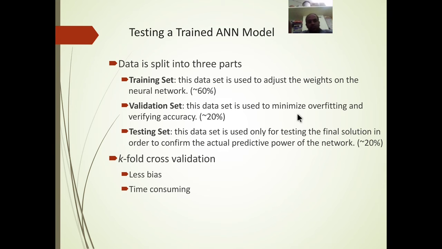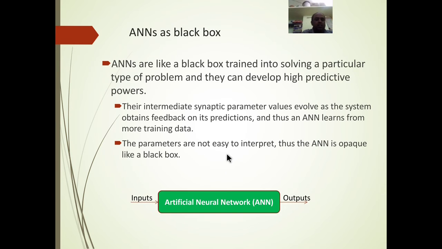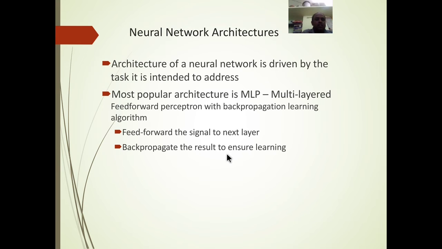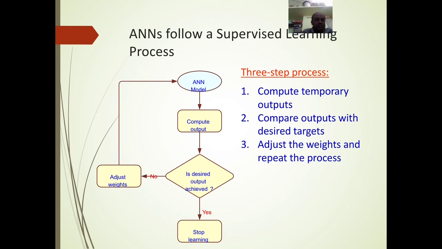So there are many validation techniques, like those with less bias and time consuming. Some of the most popular architectures use multi-layered processing, which feeds the signal forward to the next layer and back propagates the result to ensure learning.